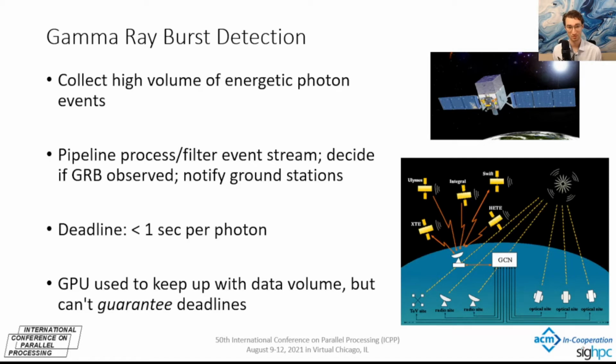Let us begin with a motivating example, namely gamma ray burst detection. The job of a gamma ray burst detection device, like the Fermilab photo on the top right, is to collect high volumes of energetic photon events and process this stream of events to decide if a gamma ray burst was observed. If such a burst was observed, the device must notify ground stations with a very short deadline of less than 1 second per photon. GPUs, which are commonly used to keep up with the data volume for such high volume tasks, can't guarantee this 1 second per photon deadline for this specific type of application.